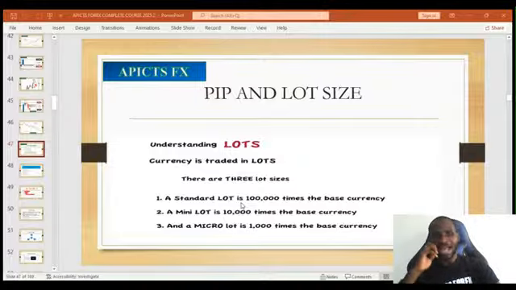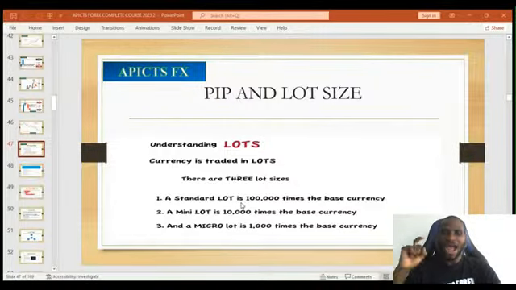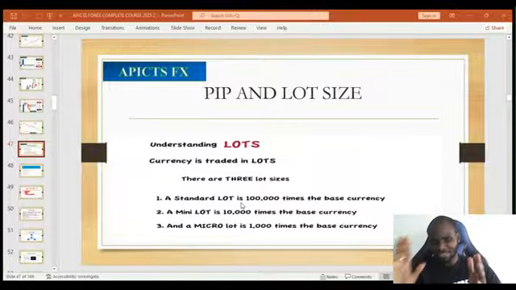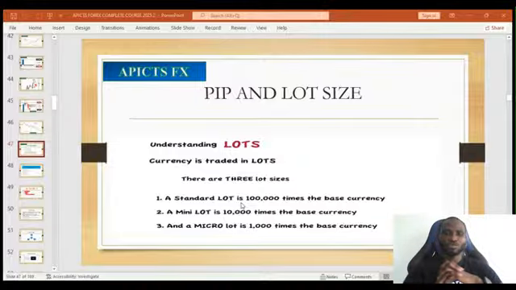So if I enter a trade with the standard lot, and the trade moves in my favor by 10 pips, how much have I made in that trade? It is going to be 10 pips multiplied by the $10 per pip movement. It's 10 multiplied by 10, which is 100. So if I entered with a standard lot, I would have made $100.